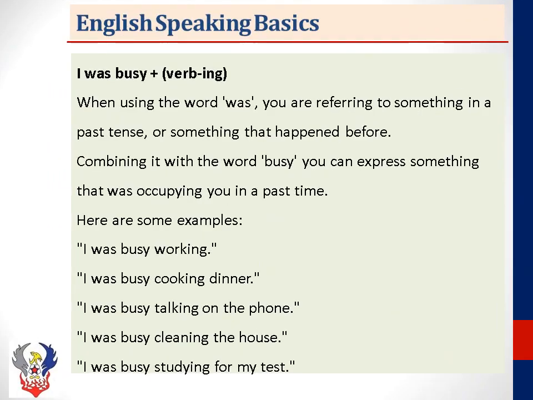I was busy plus verbing. When using the word was, you are referring to something in a past tense, or something that happened before. Combining it with the word busy, you can express something that was occupying you in a past time. Here are some examples. I was busy working. I was busy cooking dinner. I was busy talking on the phone. I was busy cleaning the house. I was busy studying for my test.